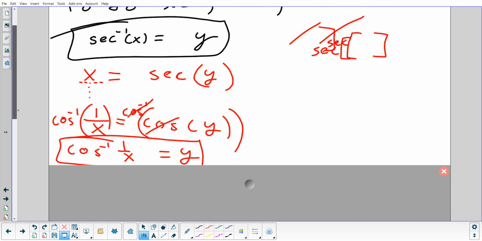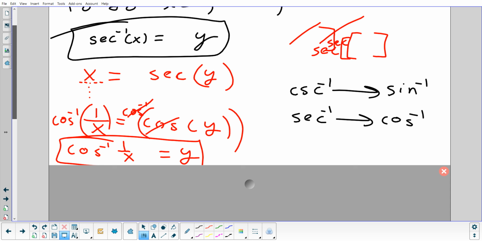And just so we remember which ones change to what, let's just write them down. Inverse secant is going to change into inverse cosine. How about inverse cosecant? Which one is that going to change into? Sine. That's going to change into inverse sine. And why do we want to change it? Because we have a button for it. If we don't change it, we don't have a button for it. And how about this one? Inverse cotangent would change into, yeah, inverse tangent.